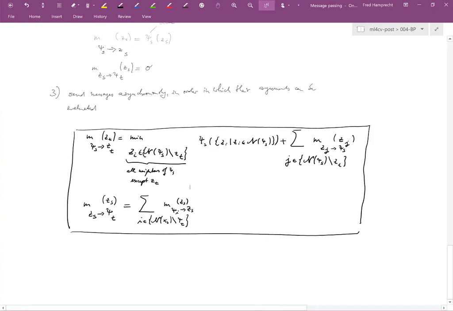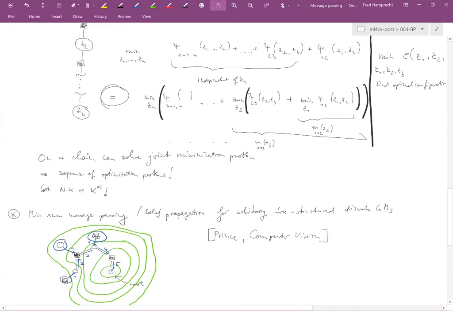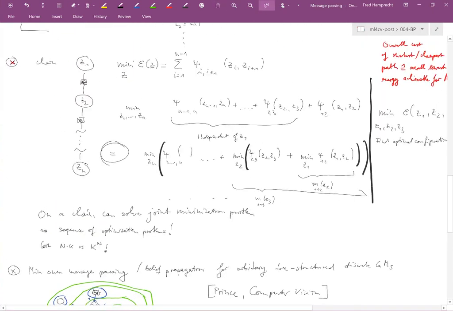So let's compare this to what we had up here. You recognize the minimum operation. Look at this thing here. So this was the incoming message. We have added to this incoming message what the potential itself thinks. And now we're taking the minimum over the two, and this will be our new message.